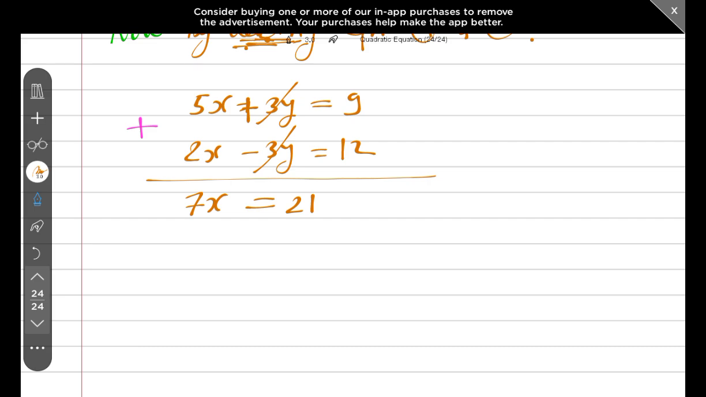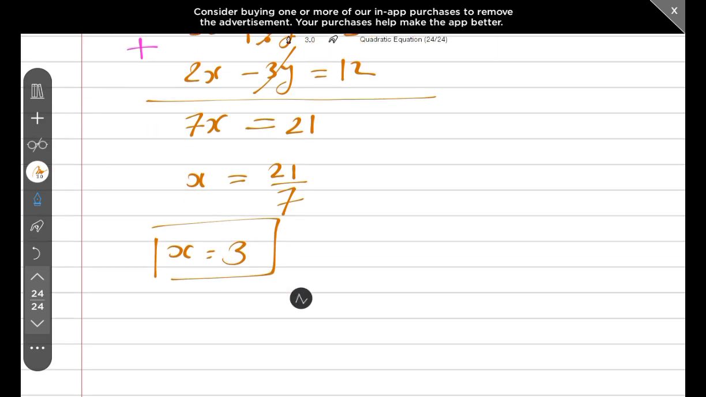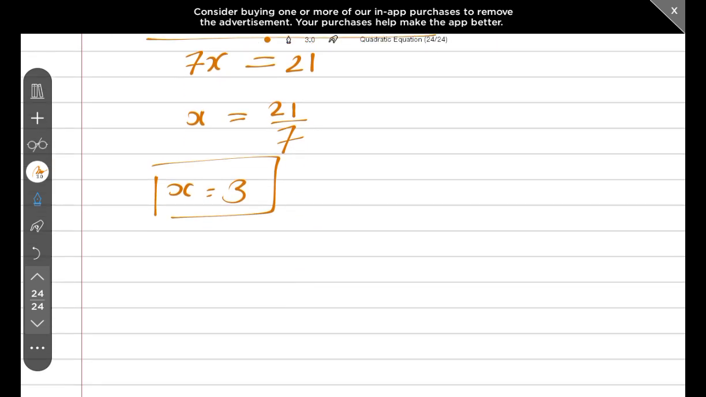Now see, be careful. Now what is this equation? 7 is multiplied to the x, so transfer it to the other side. So it will become 21 by 7, because it's multiplied on this side, so it goes to the RHS and it will divide the 21. So after solving this, I will get x is equal to 3. What do I get? x equal to 3. Clear, everyone? How did I get x equal to 3?